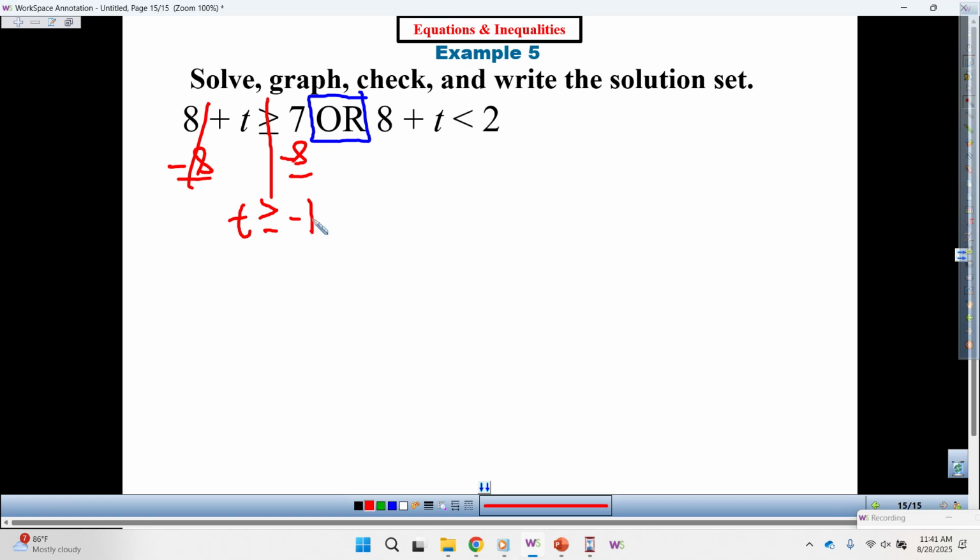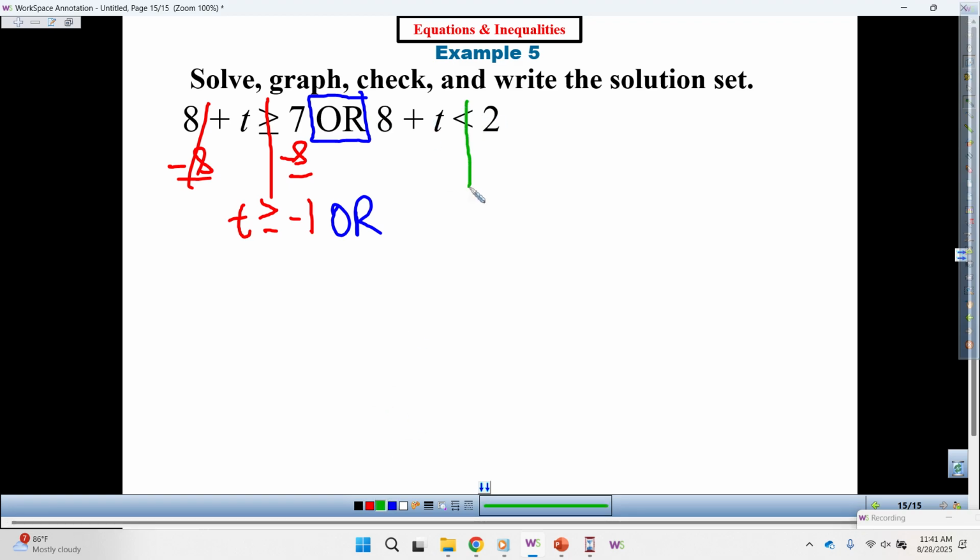All right, why didn't I flip the symbol? Who went last? Carlos? Go ahead, Miguel. Why didn't we flip the symbol? You didn't divide or multiply by a negative. Okay. Let's continue.